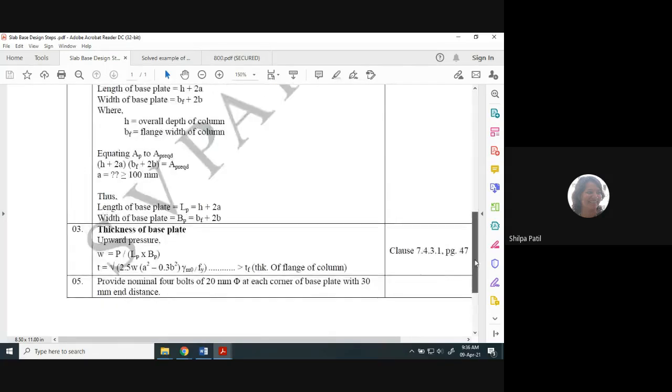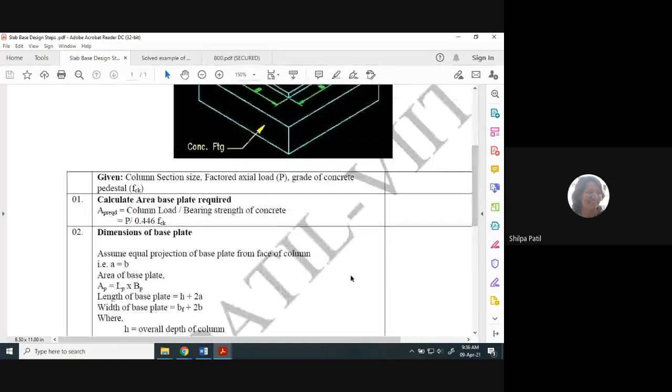So this is a very easy design of the base plate. We are simply finding the dimensions based on the load acting on a column and the bearing capacity of the concrete below the base plate.